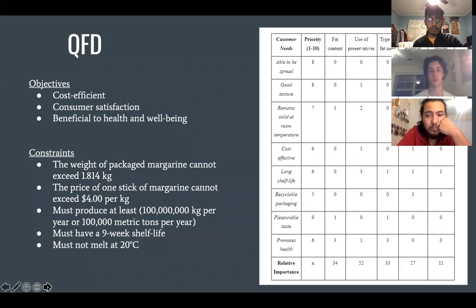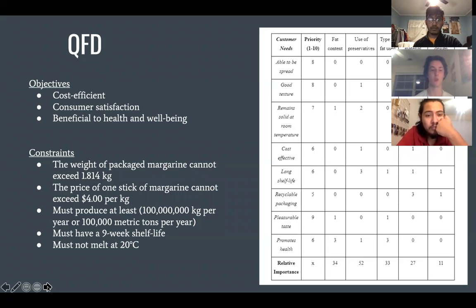Here's our QFD chart. As you can see, the customer needs: able to be spread, good texture, remains solid at room temperature, cost effective, long shelf life, recyclable packaging, pleasurable taste, and to promote health. Our main objectives are to be cost efficient, satisfy the consumer, and benefit their health and well-being.